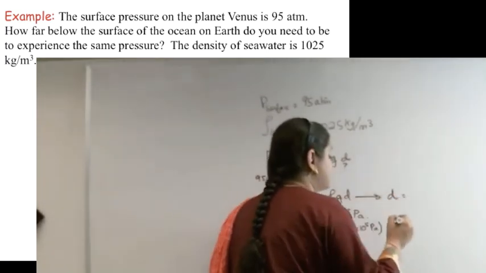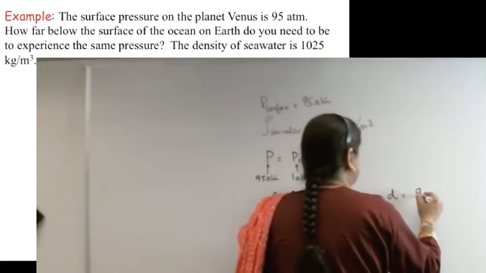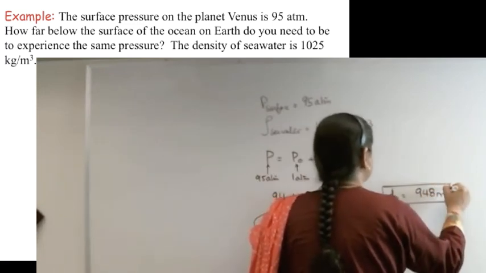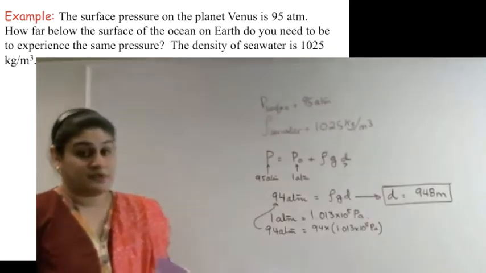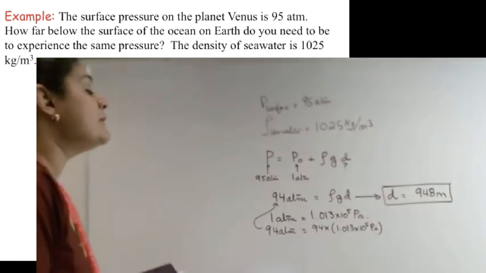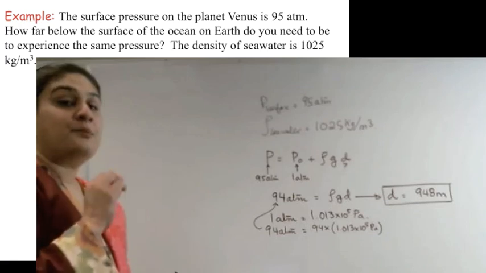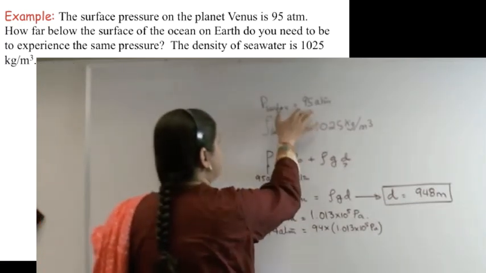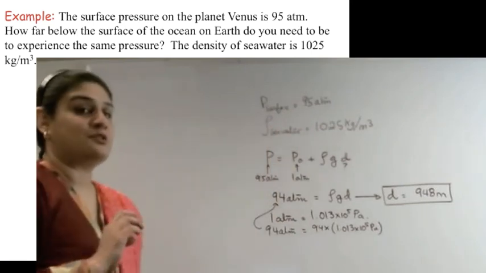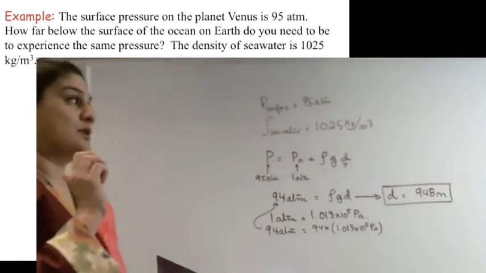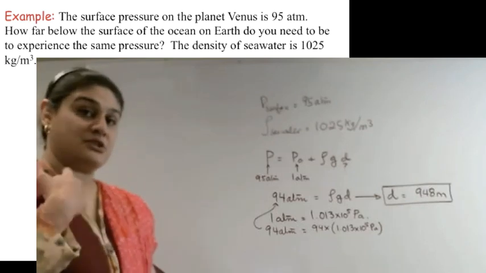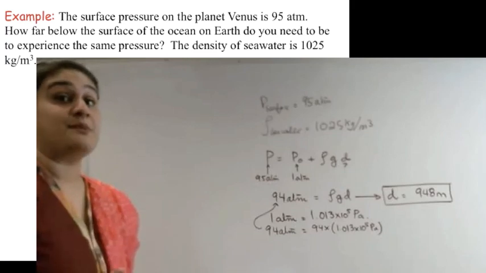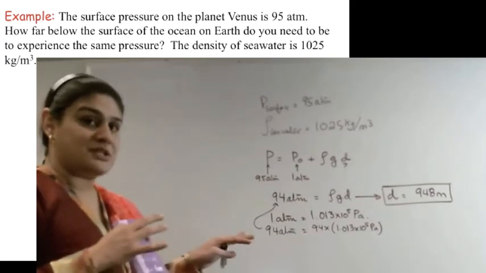So D comes out to be, for me, 948 meters, which is very close to about 1 kilometer, which is like 0.6 of a mile. So you have to go about 0.6 of a mile just to see how much pressure there is on the surface of Venus. And remember, we calculated in the last example that if you go 35 meters, the atmospheric pressure actually increases about 4 times. So keep all of those things in your mind.